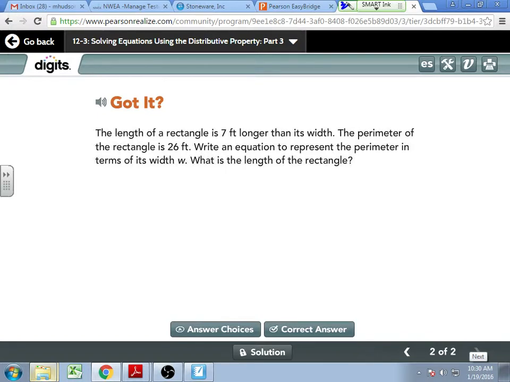So try this. The length of a rectangle is 7 feet longer than its width. The perimeter is 26. Write an equation to represent the perimeter in terms of its width, W. Then find the length. The length is 7 feet longer than the width. You need to set up an equation for the perimeter. An easy place to start is, what do I know about the perimeter of a rectangle?